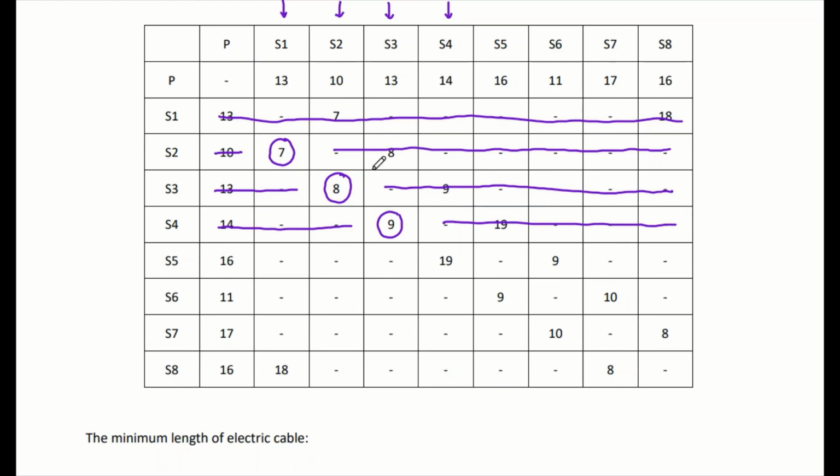Okay, so now for these 4 columns, the minimum that you have is the 10 here. So 10 connects S2 to P. So that's why P is involved now, and you are not going back to P anymore.